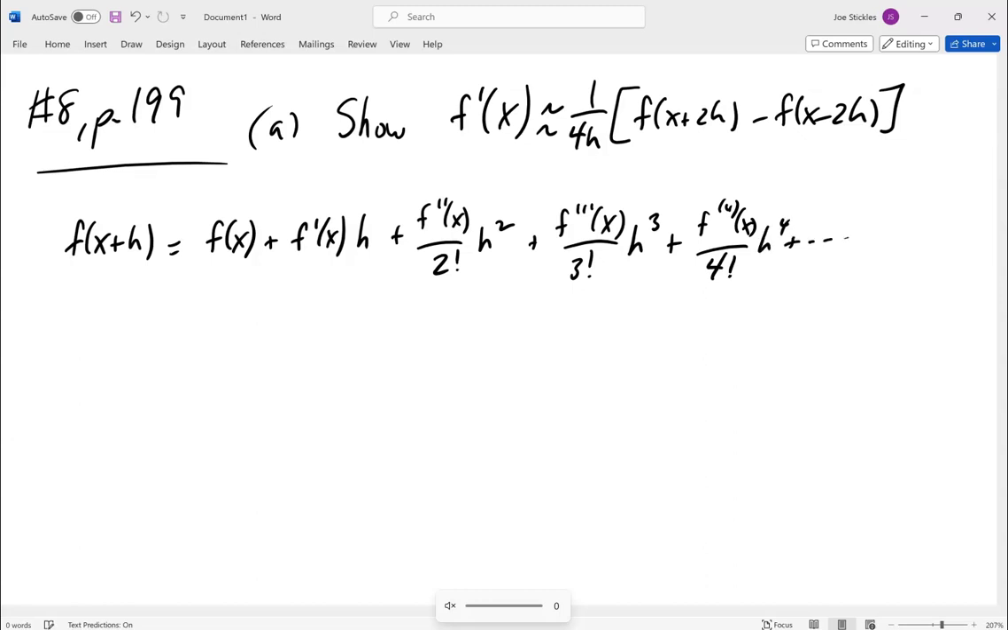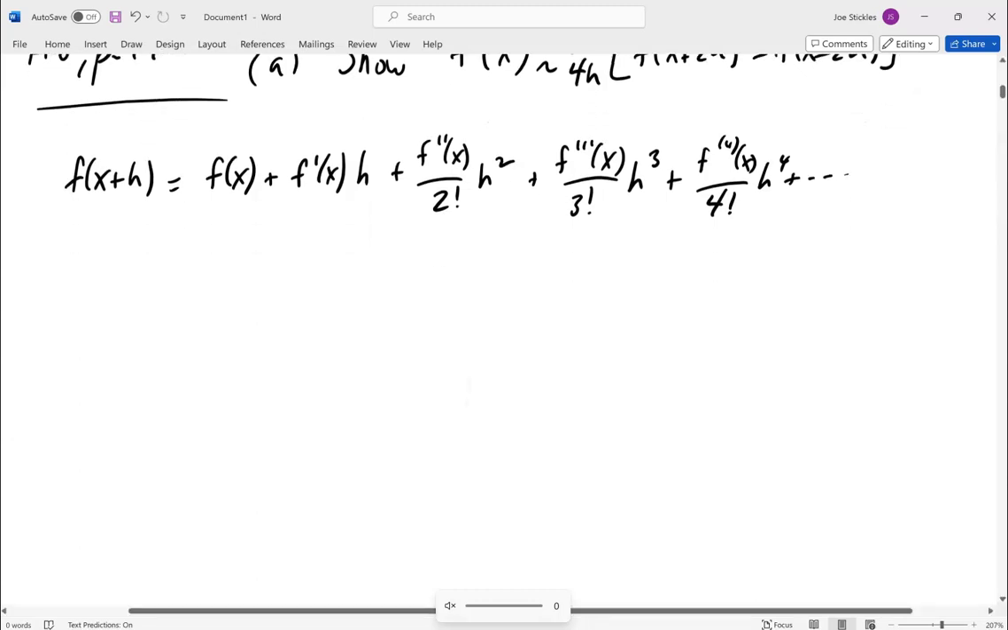Okay. That would be your f of x plus h, right? But this problem's not asking for an f of x plus h. It's asking for an f of x plus 2h, right? So instead of plugging in an h here, I should replace all my h's with 2h. So let's just write that down at the next step. I just wrote that out to remind us that was what we came up with last time.